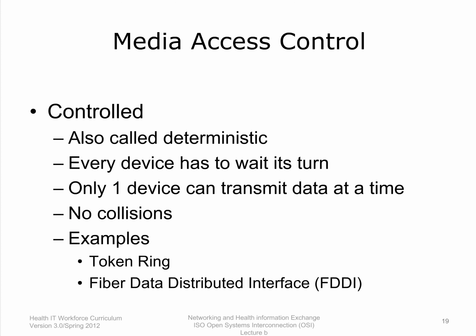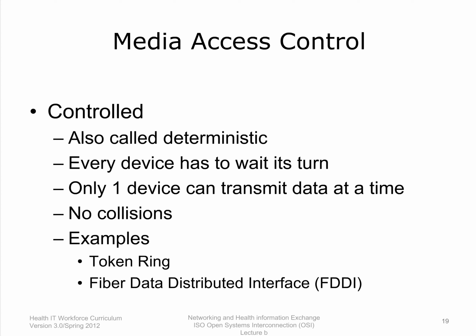Slide 19. The MAC sublayer determines how data frames are placed onto the network media. Which device gets to talk? There can be multiple devices sharing the same media, and there has to be a system in place to decide which device gets to place its data on the network. The 2 MAC methods for allowing access to shared media are controlled and contention-based.